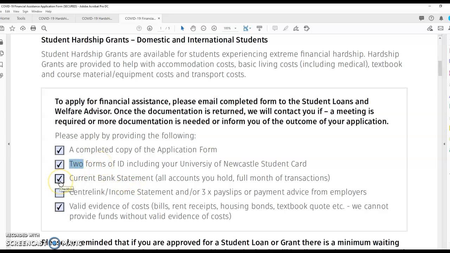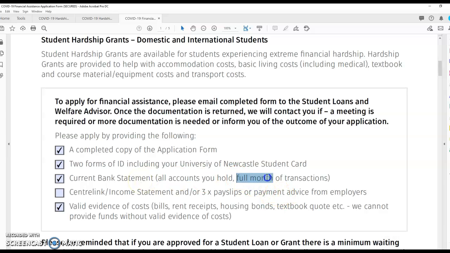The third thing you must include is your current bank statement. You might have already downloaded a current bank statement to apply for the hardship voucher. That hardship voucher bank statement should be okay for this application too. But as you can see here, there are further terms. The current bank statement that you supply must have all the accounts that you hold on it. So maybe it's not one statement, you might need to include 2 statements. If you have 2 bank accounts, such as a savings account and an everyday transaction account, then you need to include both of those in your application.